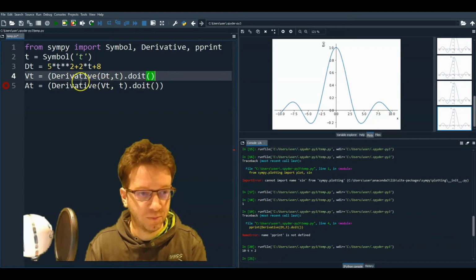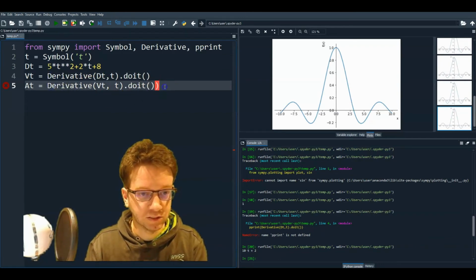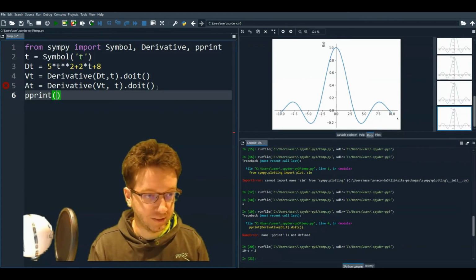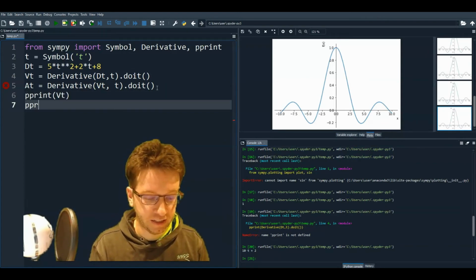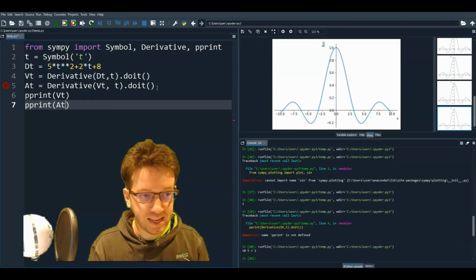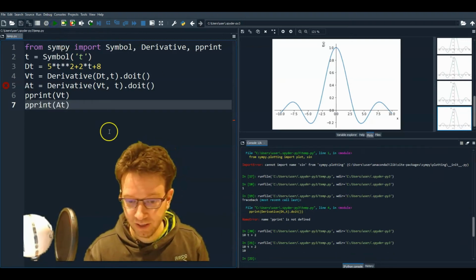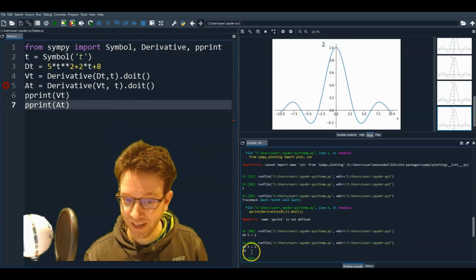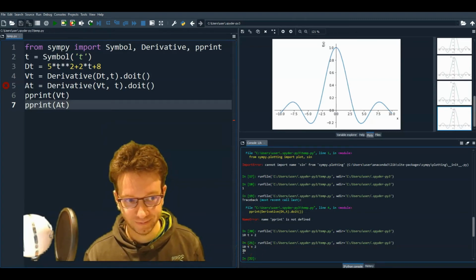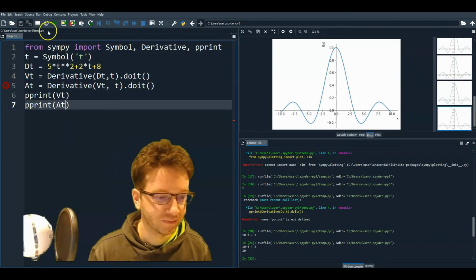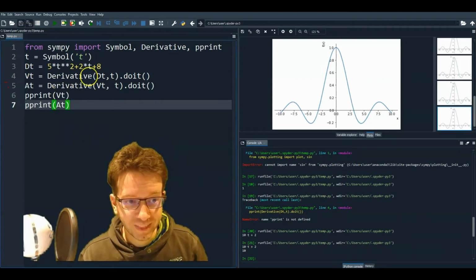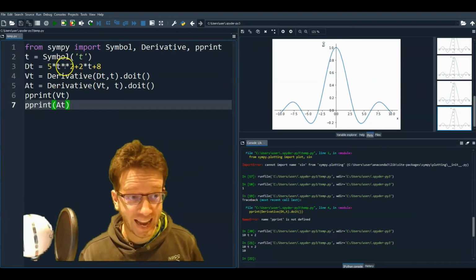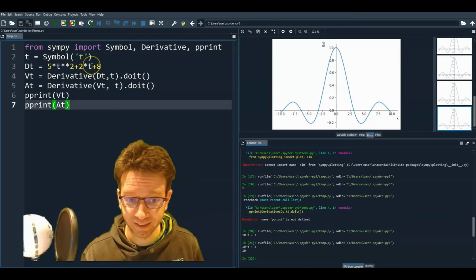I don't need these brackets here. And then I can choose to pretty print VT, and I can choose to pretty print AT, and I should get both. There you go. Velocity is 10t plus 2, and acceleration is 10. So with this syntax, you can take the derivative and the second derivative for any function you want to type in here for dt. Right?